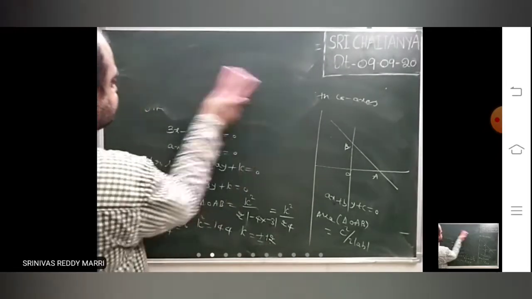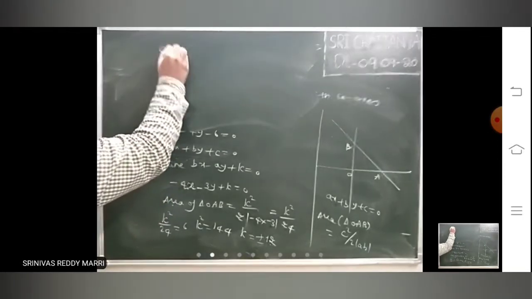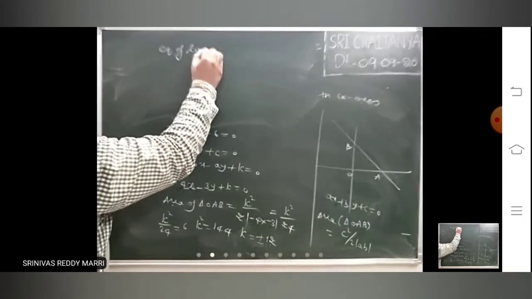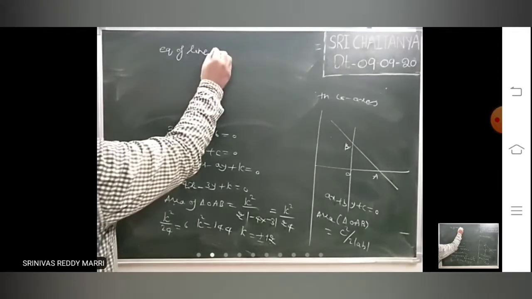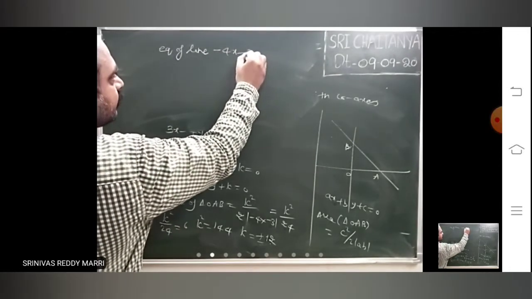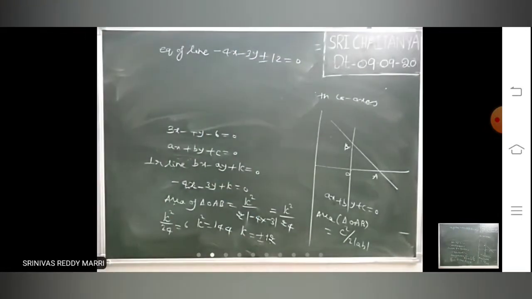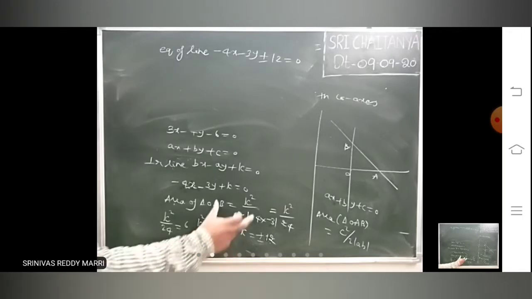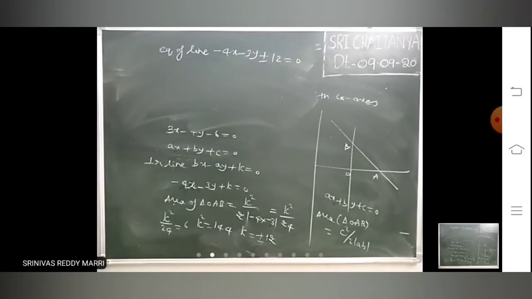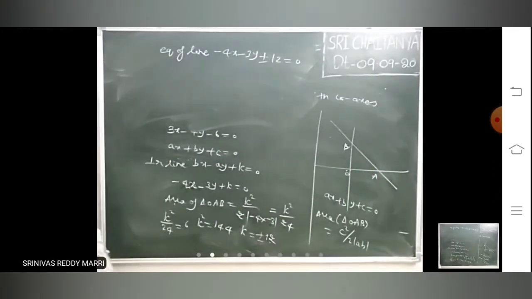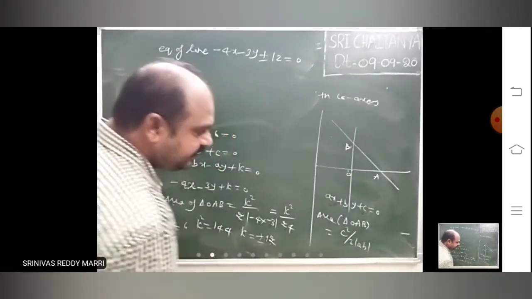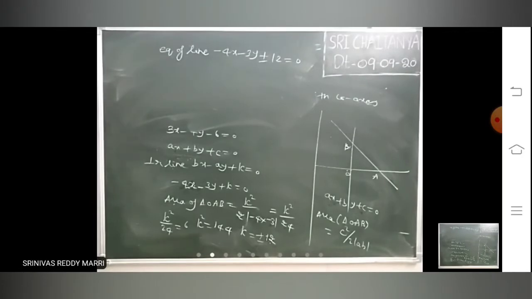Therefore, the equation of the required line is minus 4x minus 3y plus or minus 12 equal to 0. Two lines will be possible like that. Whenever a line is there and area is asked, use the formula c square divided by 2 modulus AB, or otherwise half into OA into OB. No problem. If it is in the standard form, directly use c square divided by 2 modulus AB.